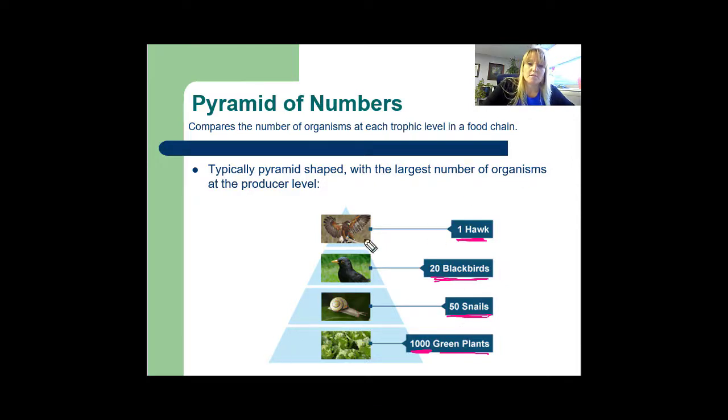So it has to be this pyramid shape because you can't invert this in most ecosystems. For example, you can't have 1,000 hawks supported by just one single green plant, right? That doesn't make sense. One plant couldn't support enough snails to support enough blackbirds to support 1,000 hawks.